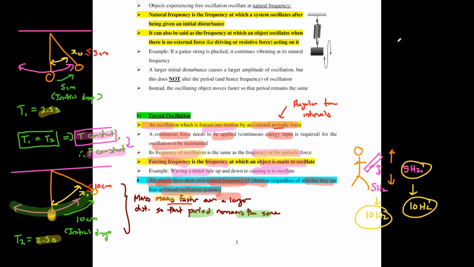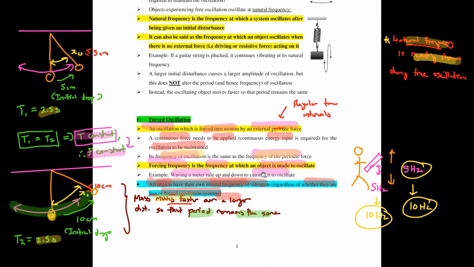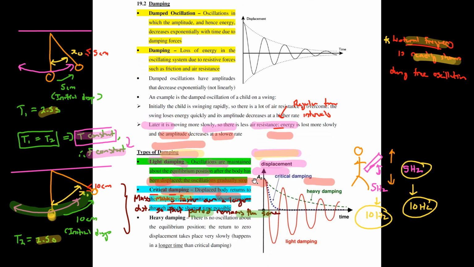It's just that natural frequency is readily shown during free oscillation. Natural frequency exists for all systems, regardless of whether they're free or forced. It's just that for free oscillation systems, the natural frequency is readily shown. Your forced oscillation system also has its own natural frequency, just that you don't see it when it is oscillating. So that's just one thing I need you to know, because it ties up to something later on in resonance.